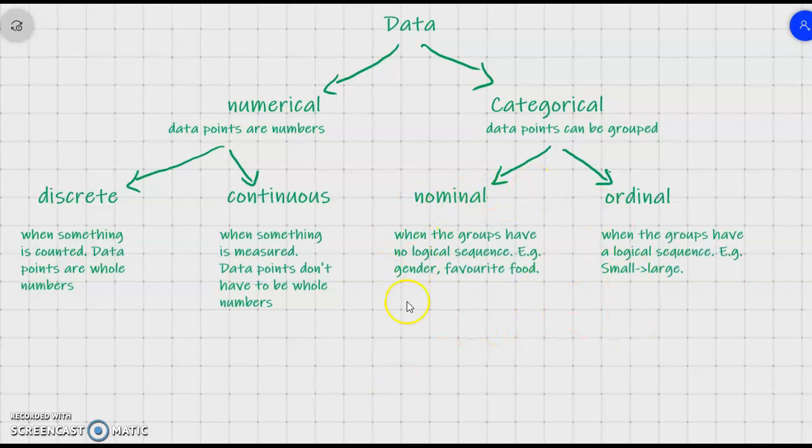And finally, in the middle here, your nominal categorical data is when the groups have no logical sequence. So it might be gender, it might be favorite food, it might be favorite color. There's no logical sequence to ordering the groups, so it's just called nominal.